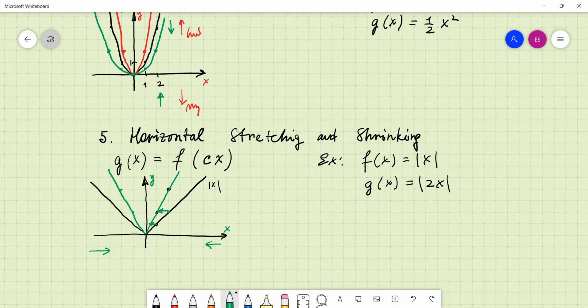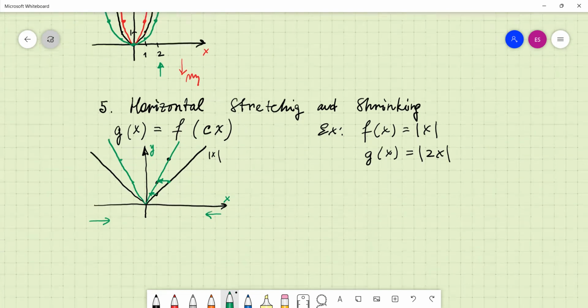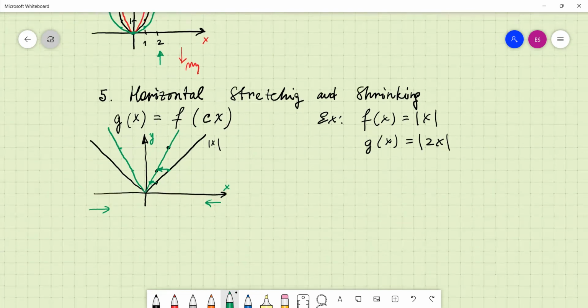Generally speaking, horizontal stretching and shrinking is most visible on periodic functions like sine or cosine, but I'm not sure that everyone understands how sine looks. Maybe I should give one example of a sine function. Just an example, if you don't know the sine function, just skip it. But if you do know the sine function, watch what is going to happen.